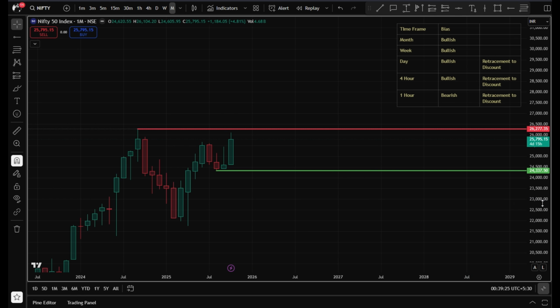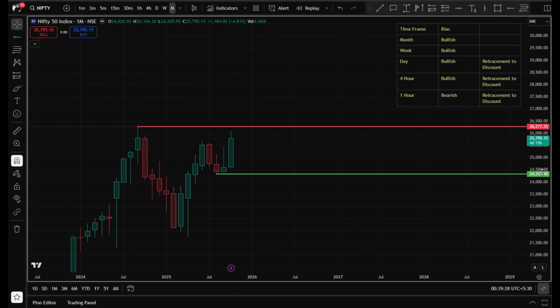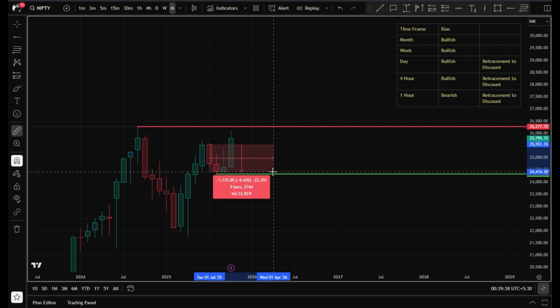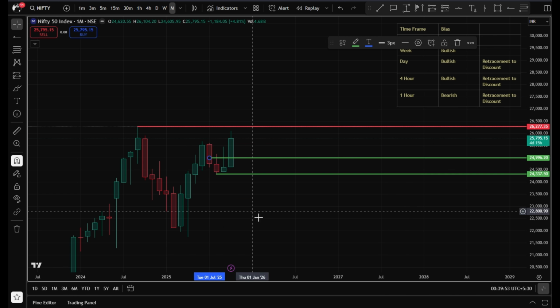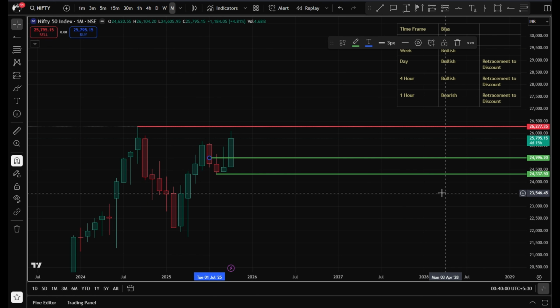Yeah, and this candle, these two candles together, they act as an order block on a monthly time frame, and if it closes above the mid of this, then it is proof that this is a bullish order block, and then Nifty could fly higher from here. So let's just mark the mid of this. That's approximately 25,000.